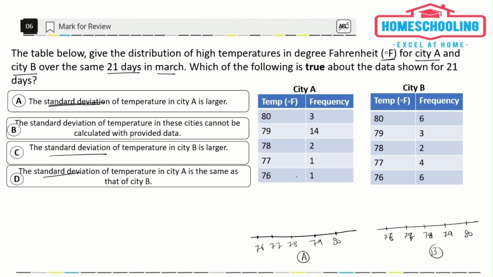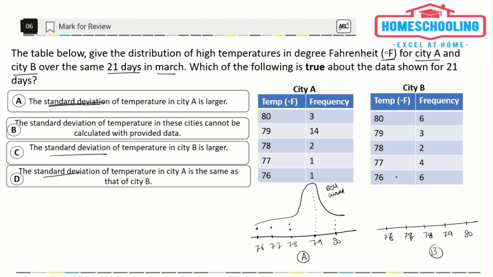For city A, at 76 degrees Fahrenheit, we have frequency 1, so we'll put one data point here. Similarly, for 77, we have one data point. For 78, we have two data points. For 79, we have 14 data points, counting 1, 2, 3 up to 14. And for 80 degrees Fahrenheit, we have 3 data points. Now, as we can see here, we are getting a bell curve.